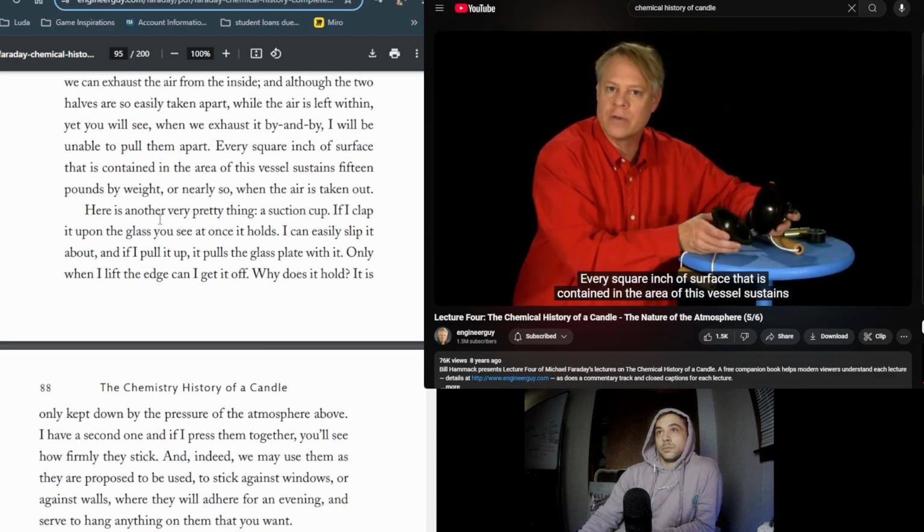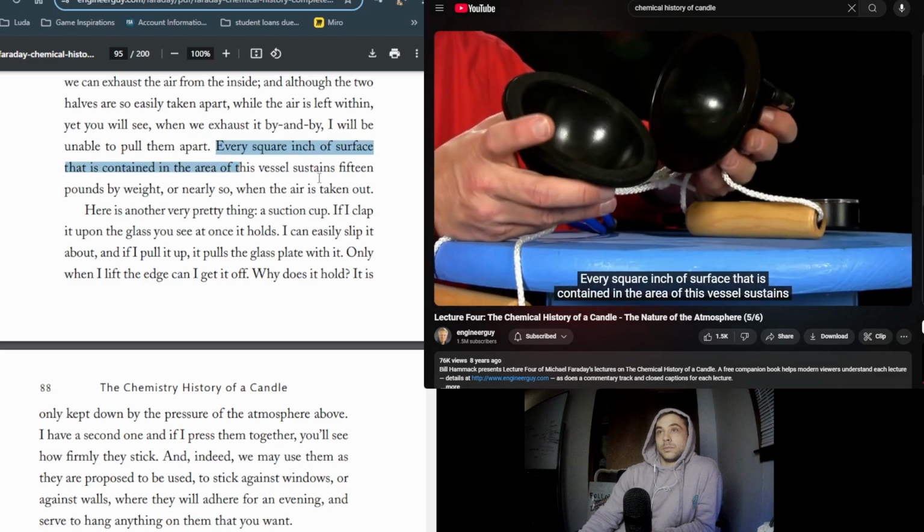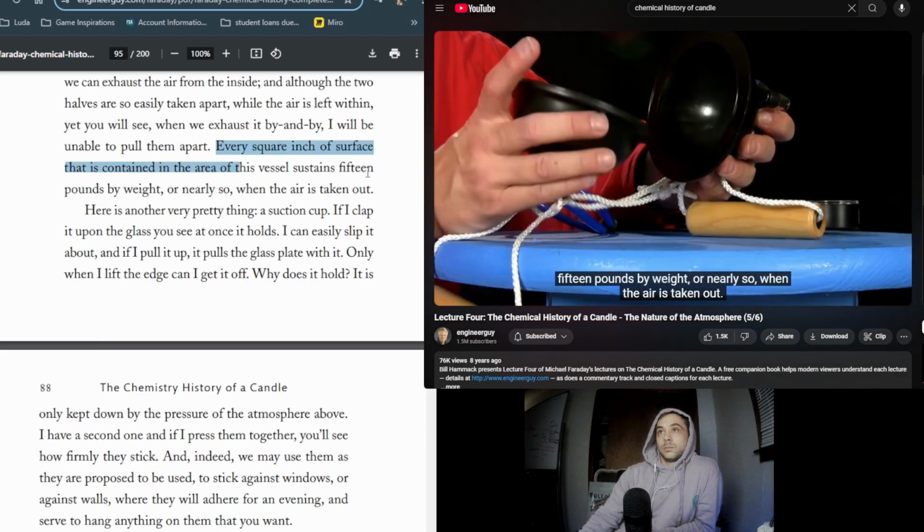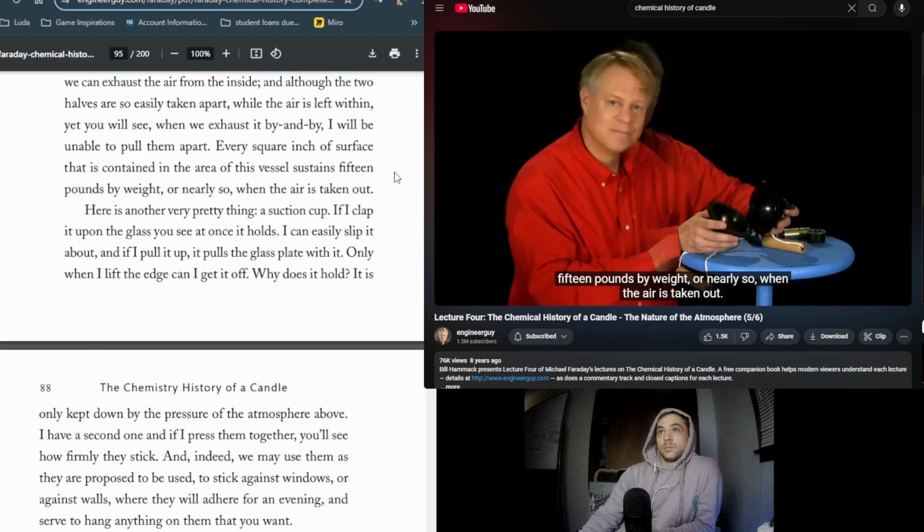Every square inch of surface that is contained in the area of this vessel sustains 15 pounds by weight, or nearly so, when the air is taken out.